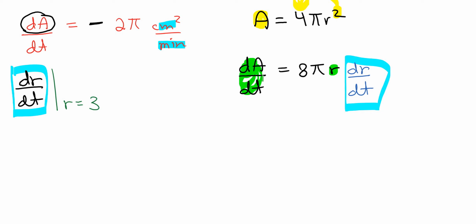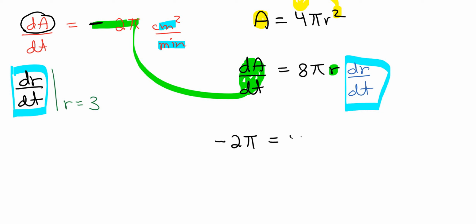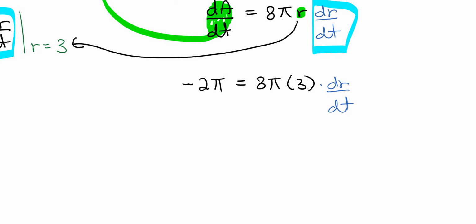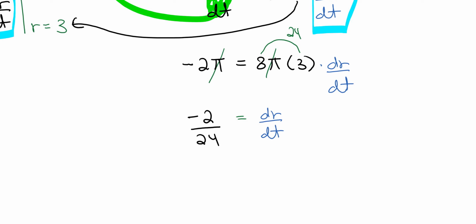Starting with dA over dt, that's just equal to negative 2 pi. So this is going to be negative 2 pi equals 8 pi. And then the radius here is going to be 3. And then times that by dr over dt. So the goal is I want to solve for dr over dt. I can get rid of the pi's here. 8 times 3 is going to be 24. And then I can divide both sides by 24. And that gives me dr by dt. Negative 2 divided by 24, if I simplify that, that's going to be negative 1 over 12.